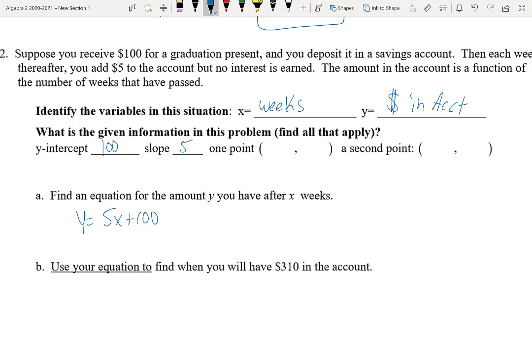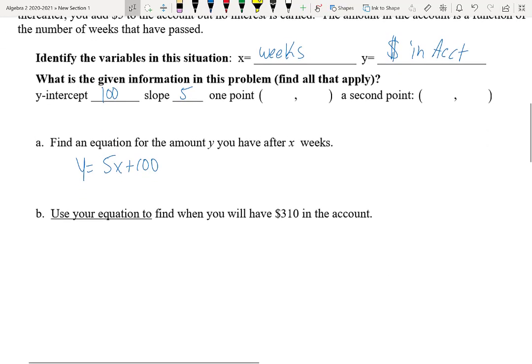Part B is asking us to write the equation or use our equation to find how long it will take to get $310. So now a little bit different, because the number we're starting with is a dollar amount, and that correlates back to our y values. So now we're going to be plugging in that 310 for y and solving for x. So if I do that, 310 equals 5x plus 100, and now a simple Algebra 1 problem.